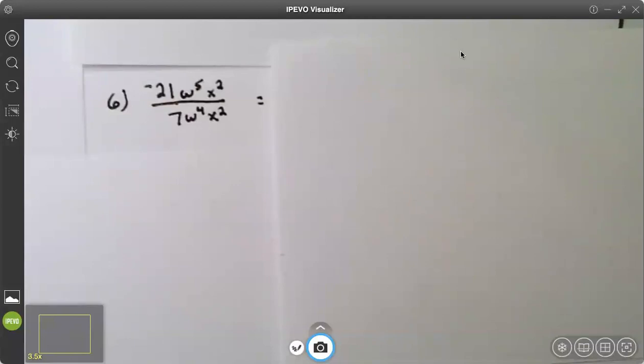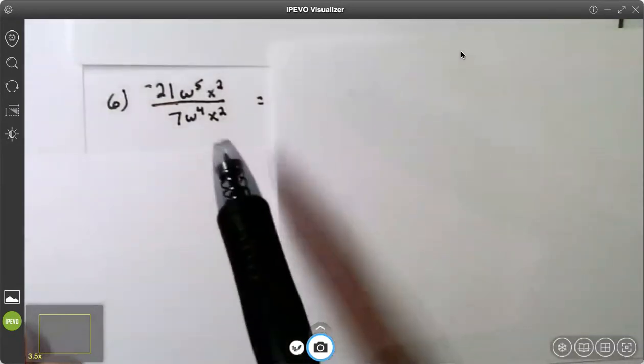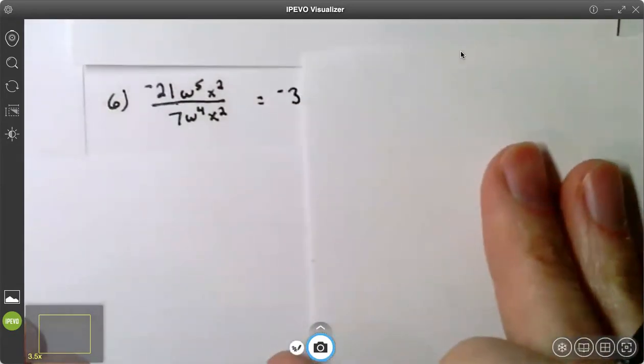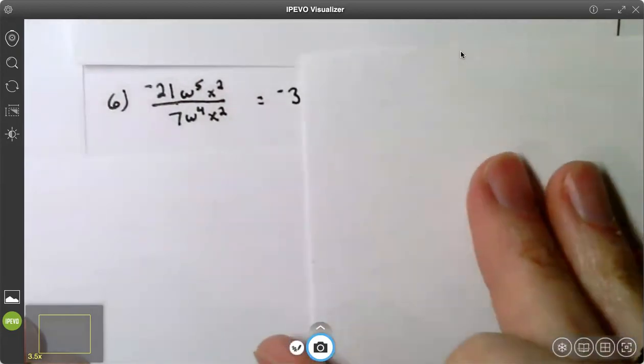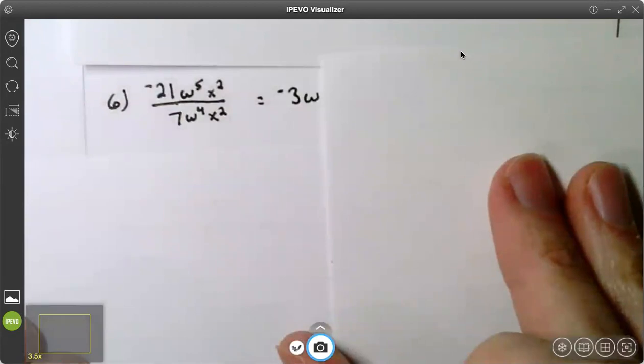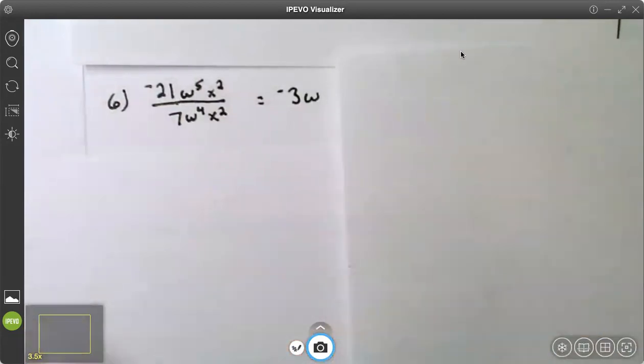Number 6. Number 6 was a little bit different. This is the first time we've had coefficients to divide. Negative 21 divided by 7 is negative 3 for my coefficient. On my w's, 5 minus 4 is 1. And on my x's, 2 minus 2 is none. They go away. Your answer is negative 3w.